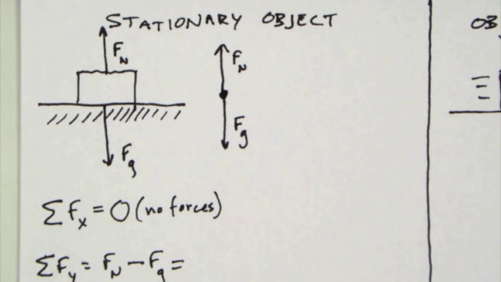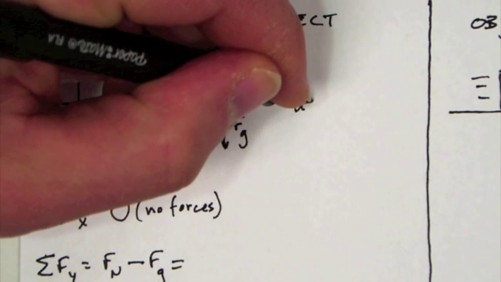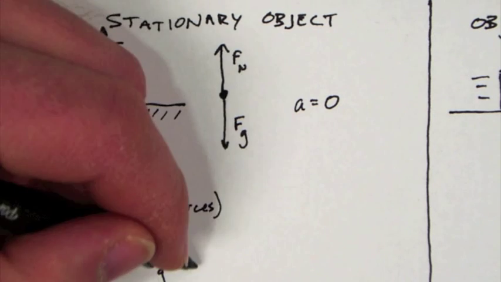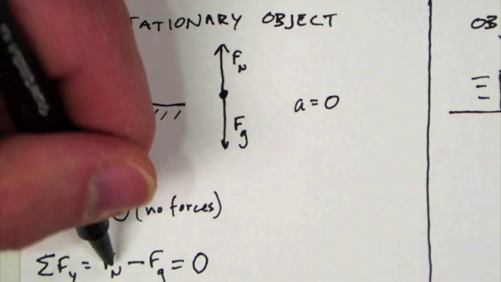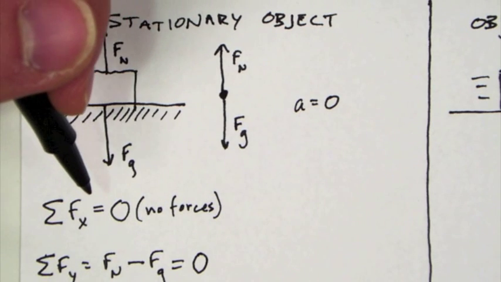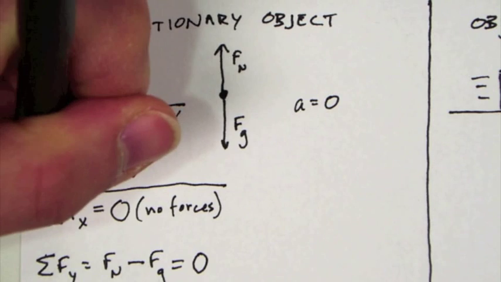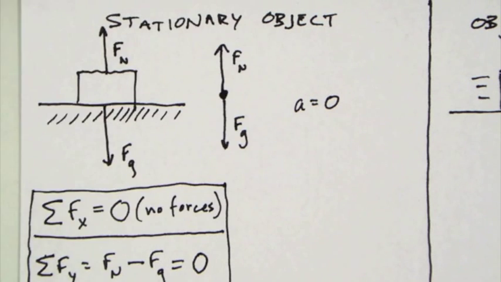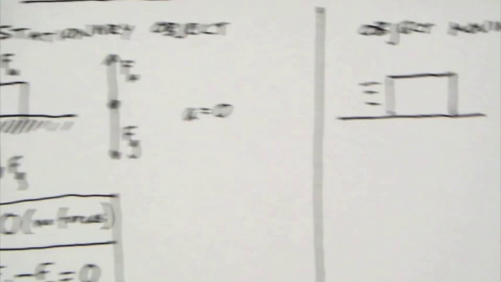Well, let's look at the box. The box is not moving. So that means it has an acceleration of 0. And remember that acceleration and force are basically married. If there is a net force, there will be an acceleration in the same direction. If there is no acceleration, there can be no net force. So that means there is no net force. These 2 forces are balancing each other out exactly. So these are my 2 force equations for the stationary object.